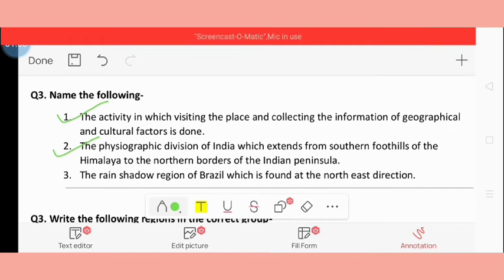Third number, the rain shadow region of Brazil, which is found in the northeast direction, is known as drought quadrilateral. The correct answer is drought quadrilateral.